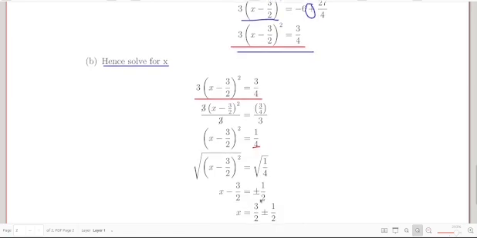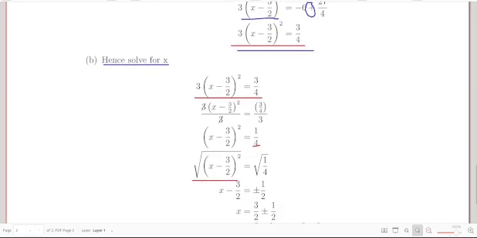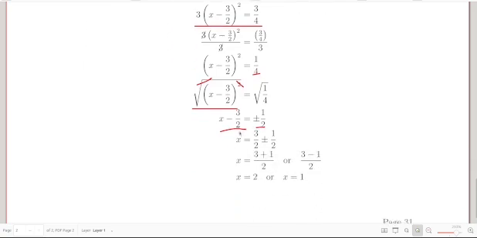And then from there, take the square root on both sides, so that the square root is going to cancel the power 2, and you are left with your x minus 3 over 2 is equal to this side. Square root of 1 is 1, square root of 4 is 2, so that's plus minus 1 over 2. And then taking this one to the other side, it changes its sign to be a positive, so it's 3 over 2 plus minus 1 over 2.